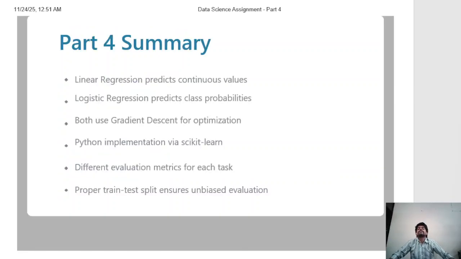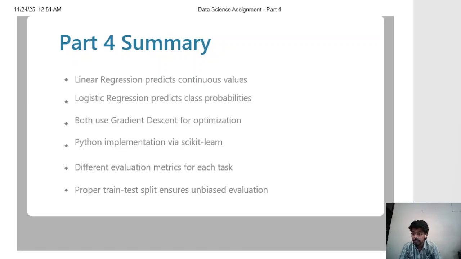Let's see the summary of part 4. To summarize part 4, linear regression predicts continuous values and works well when relationships are linear. Logistic regression predicts class probabilities and handles non-linear boundaries through the sigmoid function. Both use gradient descent for optimization. The learning rate controls convergence.